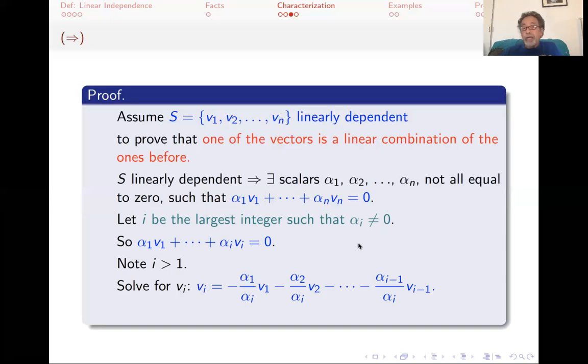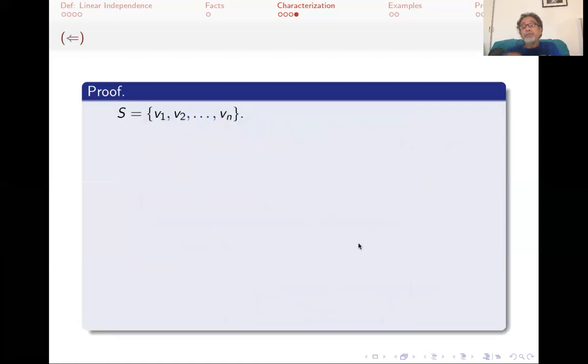So what we got is one of the vectors as a linear combination of the ones before, and that's what we wanted to prove. We wanted to prove that if we have linear dependence, then one of the vectors is a linear combination of not all the other ones, but just the ones before it, and that's exactly what we proved. Now we want to prove the other direction.